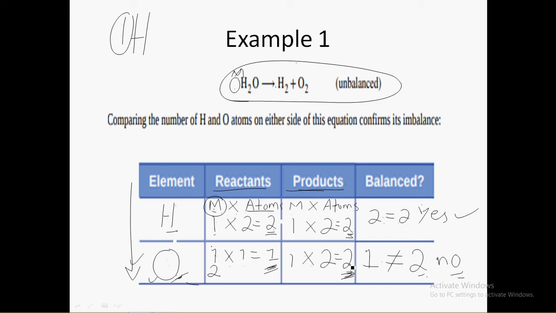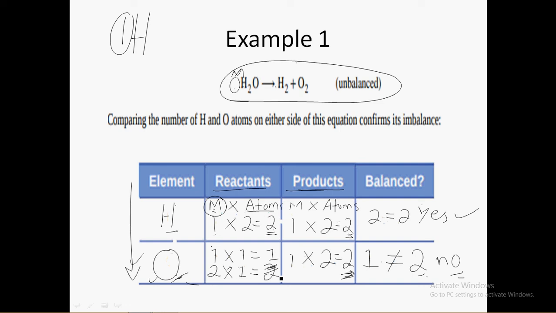To get here 2, times 1. 1 means how many atoms are there? We will get 2.